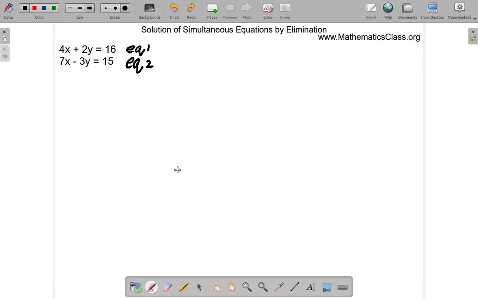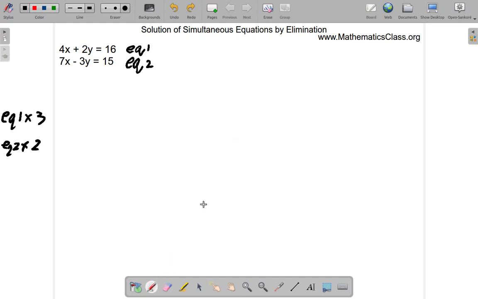So what would happen? You notice that if we multiply 2 by 3, we would get a 6 and put the y. And if we multiply this 3 by 2, we'll get another 6 and put the y. You see that? So let's multiply equation 1 by 3 so that we would have 3 times 2, 6y. And let's multiply equation 2 by 2, so 2 by this 3 would give us 6y. So let us try that.